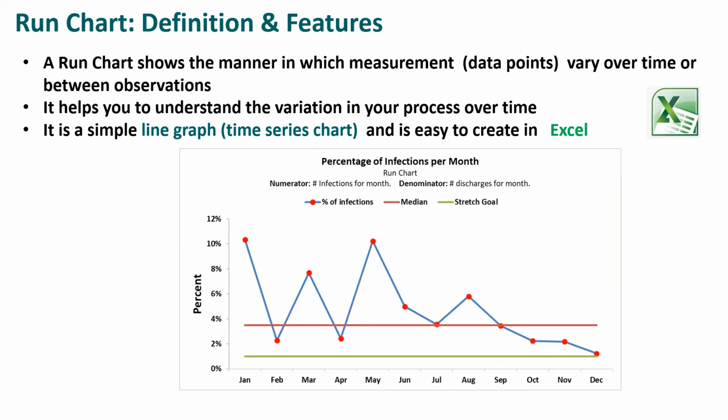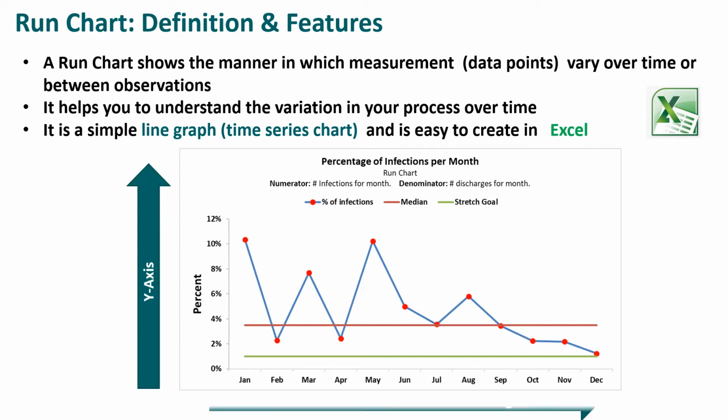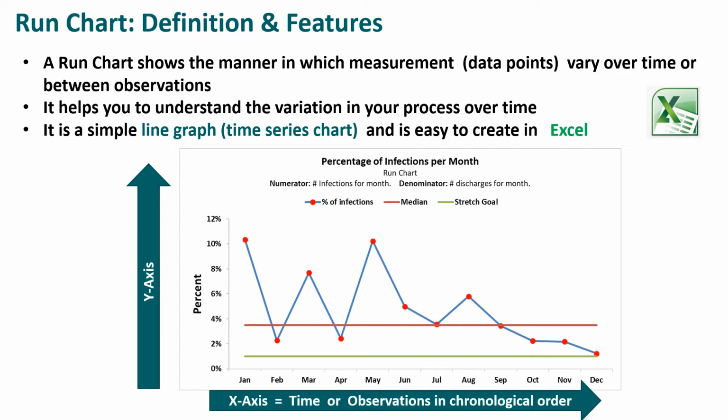A run chart is just a simple line graph or a time series chart, and it's very easy to create either by hand or in Excel. A run chart shows the manner in which measurement or data points vary over time or between observations. And it helps you to understand the variation in the process over time. The y-axis presents measurement, and the x-axis is either time or observations. Importantly, these are in chronological order, in date order.